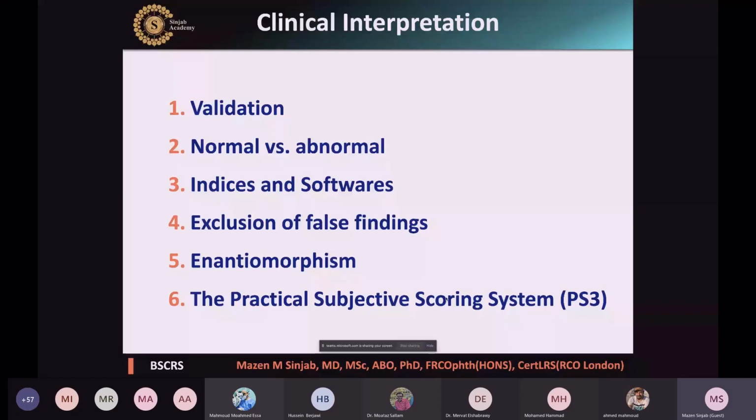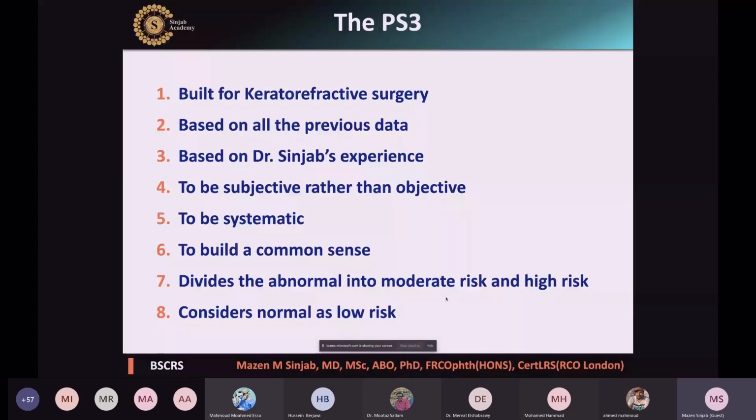Now, this PS3 is built for keratorefractive surgery, not for lens-based refractive surgery. It is based on all the previous data and in some aspects on my experience. The aim of it is to be subjective rather than objective, and to be systematic, so you cannot miss anything, to build a common sense. If you practice this PS3 day by day, picture by picture, then you will have a common sense. So from one look at the picture, you can say this is normal or abnormal.